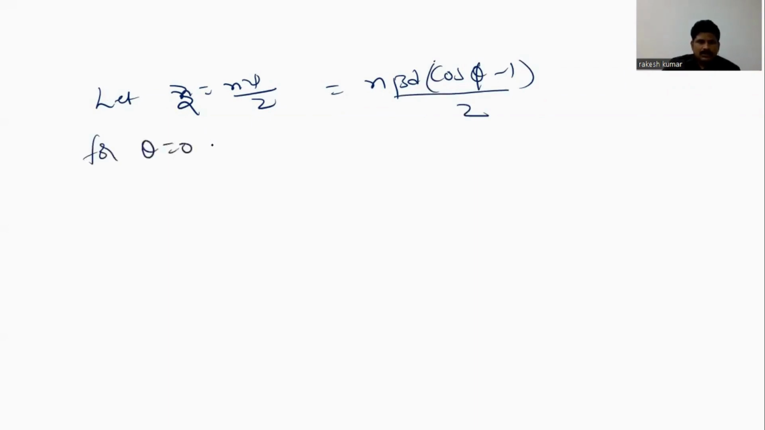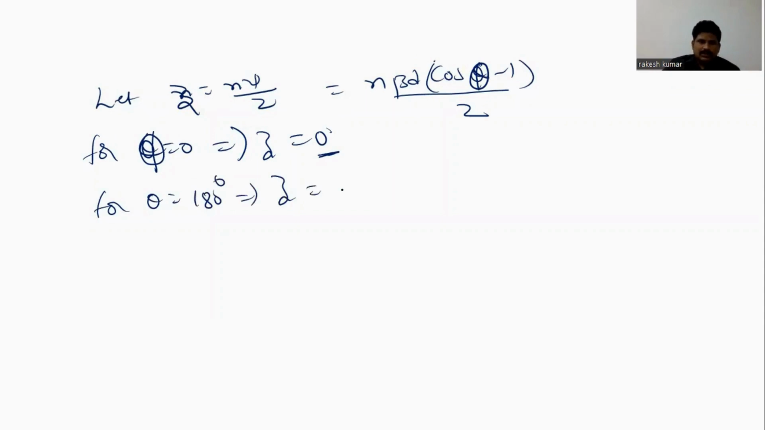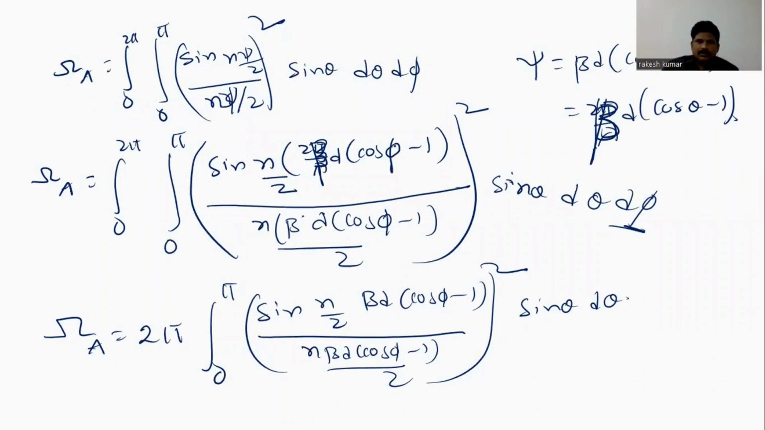For theta is equal to 0, what is the value of z? z is equal to 0. Similarly, for theta is equal to 180 degrees, here z is equal to minus n beta d. Okay, I am differentiating. Since here phi is there, better you replace all the expressions with beta.